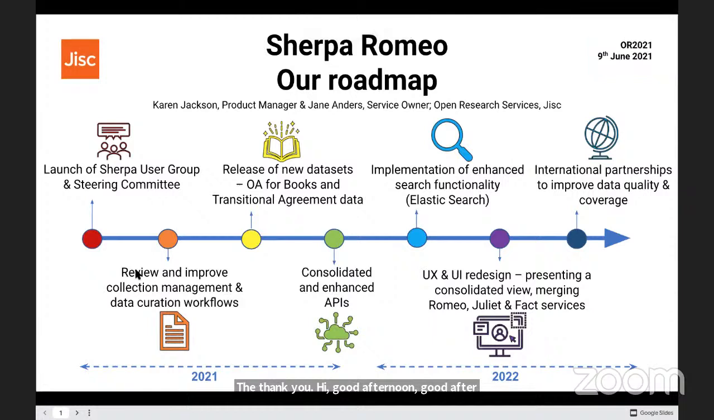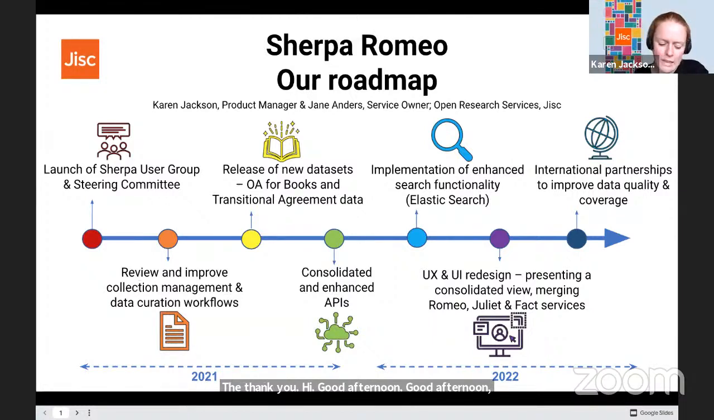Hi, good afternoon, everyone. I'm Karen Jackson. I'm from the Open Research Services team at Jisc, and we've presented on our poster an overview of our planned roadmap for Sherpa Romeo over the next 12 to 18 months. I won't go through everything in detail, but to pick out some key highlights, the formation of a Sherpa user group is in the pipeline, which will be open and welcome to all users of Sherpa Romeo. It'll be an online user group via a group discussion list, and we'll be publicizing that further within the next few weeks.